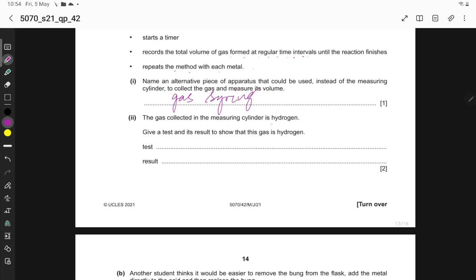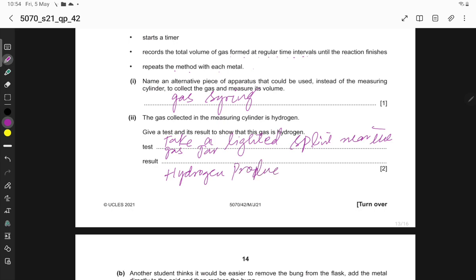The gas collected in the measuring cylinder is hydrogen. Give a test. Take a lighted splint near the gas jar. Hydrogen produces a pop with a lighted splint.